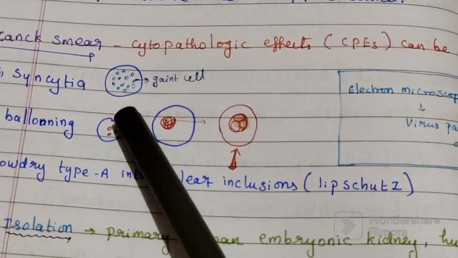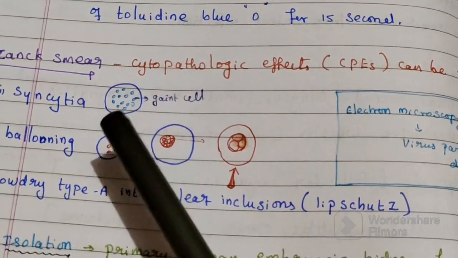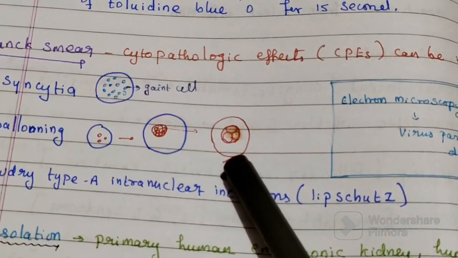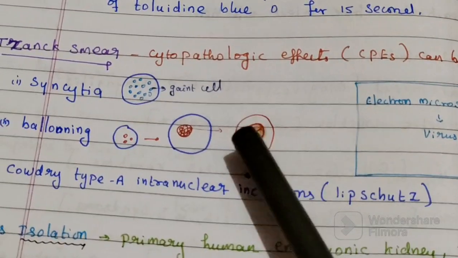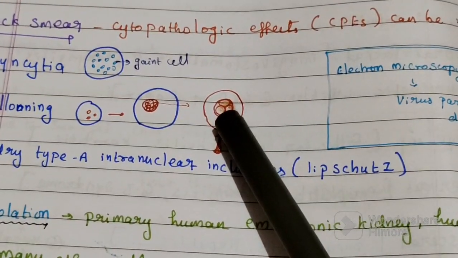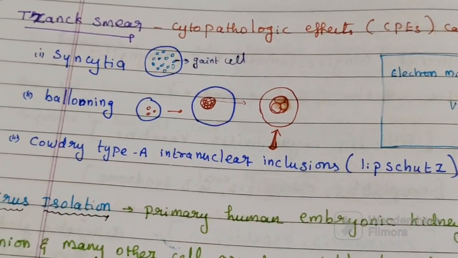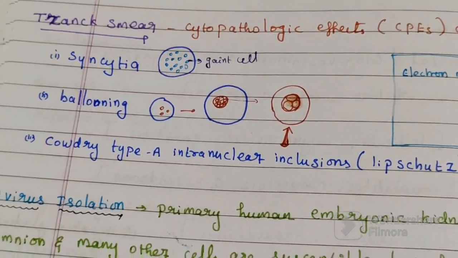So first, multinucleated giant cells are present, then ballooning. Third, intranuclear inclusion bodies are present inside the nucleus, within the cytoplasm and nucleus. These are the three important things present in the Tzanck smear.